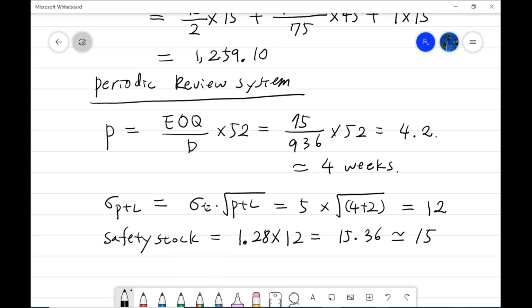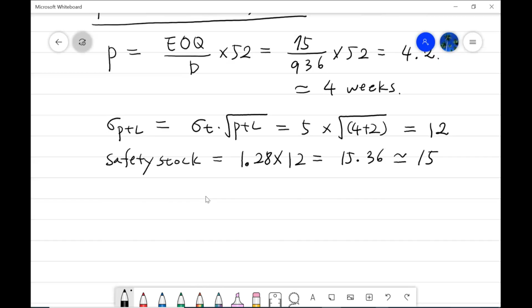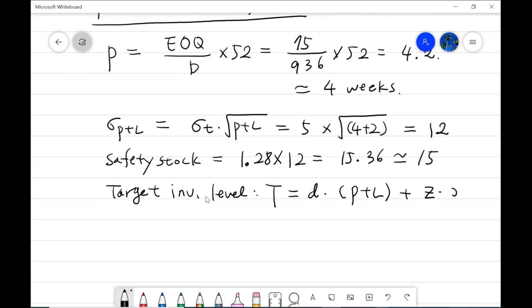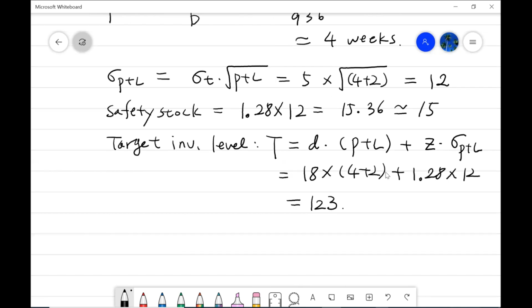And now I'm ready to calculate the target inventory level, T. That is just the average demand during the P plus L time plus the safety stock amount. So that is 18 multiplied by 4 plus 2, plus 1.28 multiplied by 12. So that is 123. And then finally, what is the total cost?